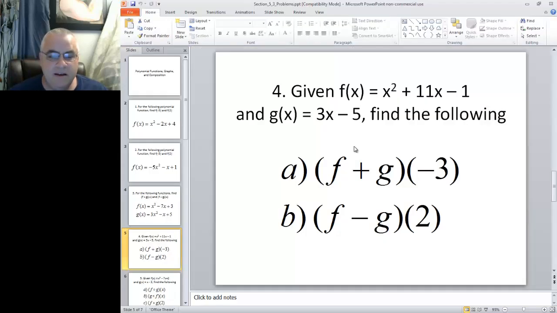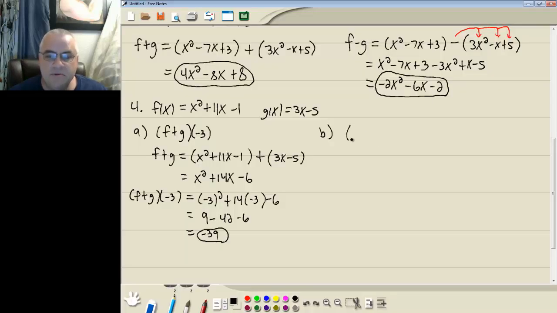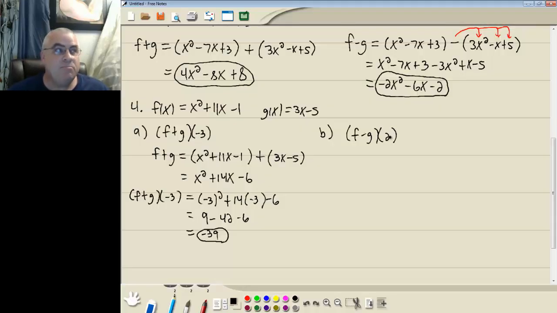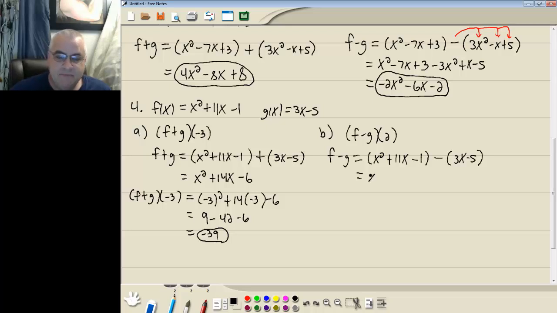Now for B, it says we want to find f minus g of 2. Again, what this notation says is first find f minus g, then plug 2 in for the x. So f minus g, I got x squared plus 11x minus 1 minus 3x minus 5. Now notice I put parentheses around each polynomial, put a minus between them. Now that first set of parentheses doesn't do anything, so I can drop it. So I got x squared plus 11x minus 1.